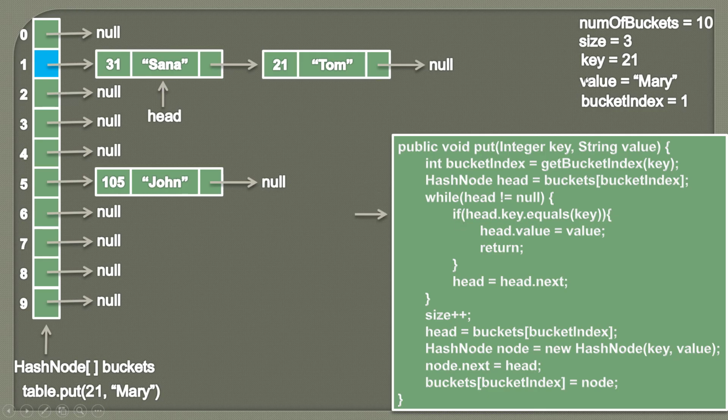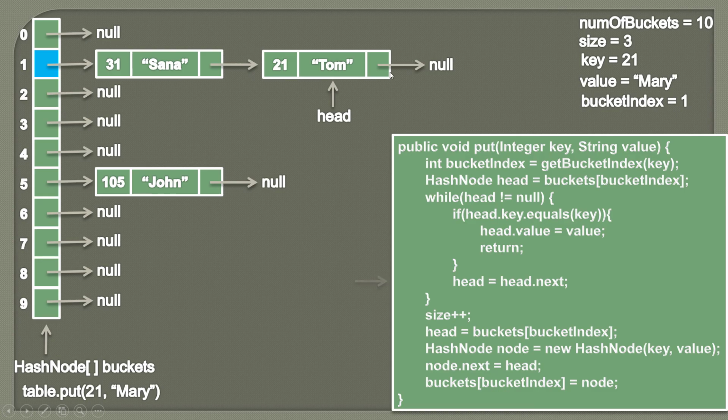So in the while loop, we simply check whether key 21 is already present or not. That is done via this if condition. We simply check whether head.key is equal to our key or not. So 31 is not equal to 21, so this condition comes out to be false. And we simply traverse head to its next node by assigning head.next to head. So via this reference, head has traveled to its next node, because we want to compare each and every key present at this index with our key, because there could be a possibility that 21 is already present in this list.